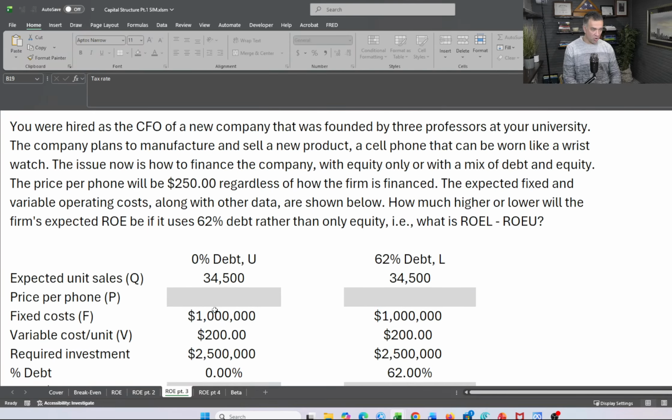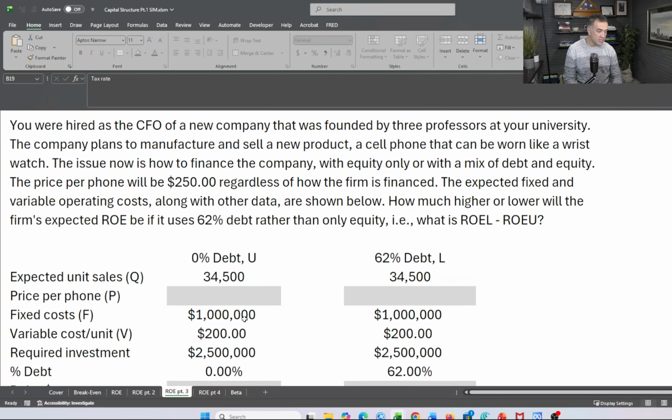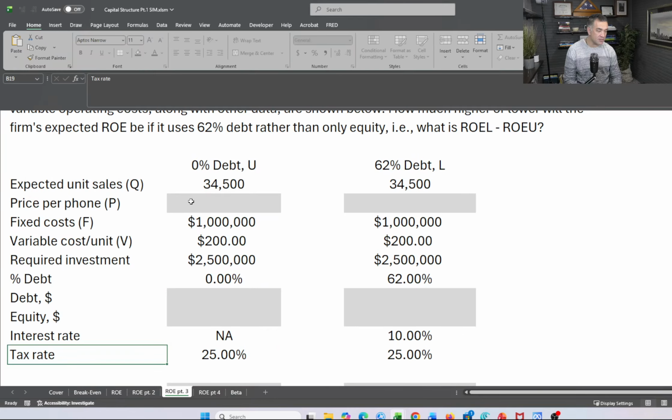You're hired as CFO of a new company that's founded by 3 professors at your university. The company plans to manufacture and sell a new product, a cell phone that can be worn like a wrist watch. The issue now is how to finance the company with equity only or with a mix of debt and equity. The price per phone is 250. The expected fixed and variable operating costs, along with the other data, are shown below. So we have a company with 0 debt and 62% debt.